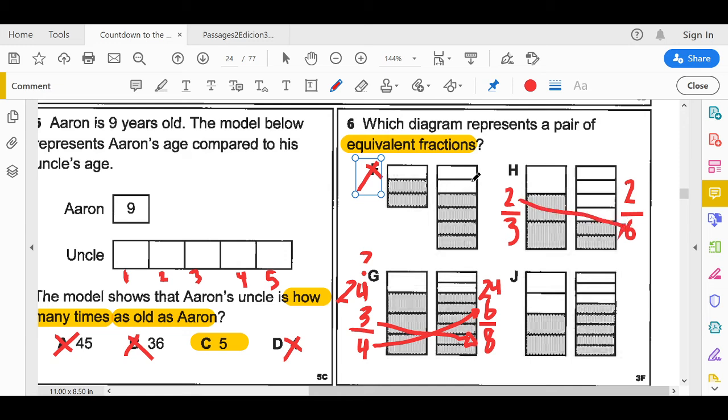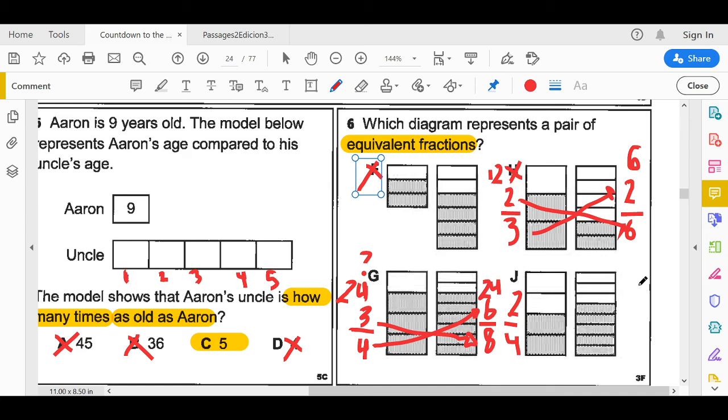2 times 6 is 12, and 3 times 2 is 6. So we know that 12 is greater than 6, and we can also see it in the diagram. This shaded area is bigger than this one, so this one is not equivalent. And let's finish with letter J. We have 2 shaded out of 4, so 2/4.